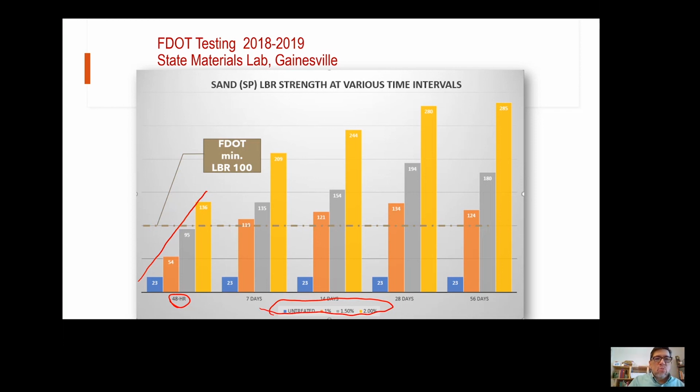But the long-term strength is what the DOT did that nobody had ever done before. So they did 7 days, 14 days, 28 days, and 56 days. And what they essentially found was that the strength increased until 28 days and then leveled off after 28 days. So you see this very significant increase in strength. In fact, you can look at this yellow one here with 2% Consolid. It was a 136, but after a month, 28-day strength, you're at 280. So the strength gain is essentially 2.0. It doubled in strength after 28 days. Imagine that your LBR value is significantly undervalued from what it actually is at 28 days of curing time.